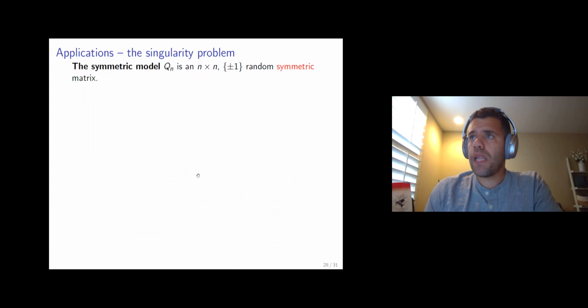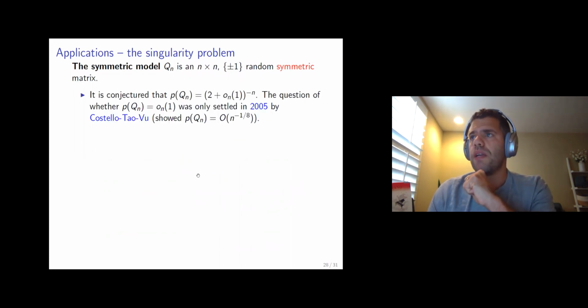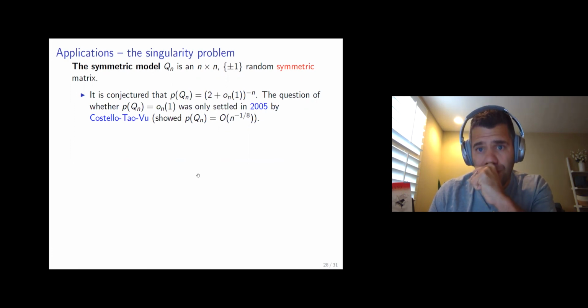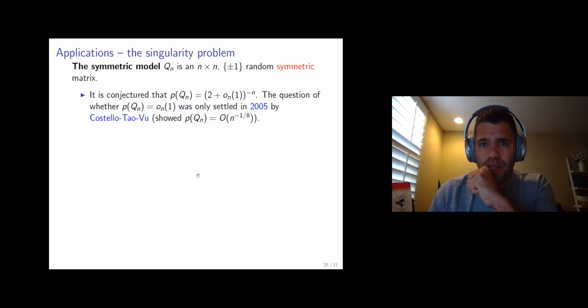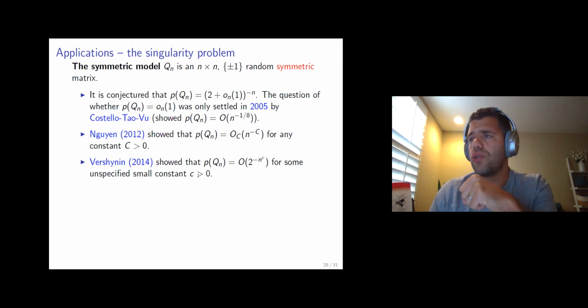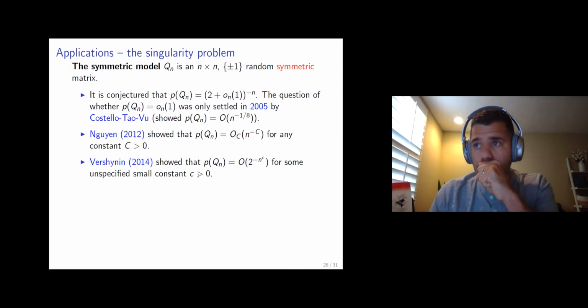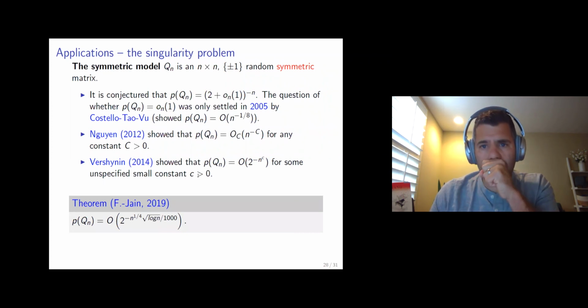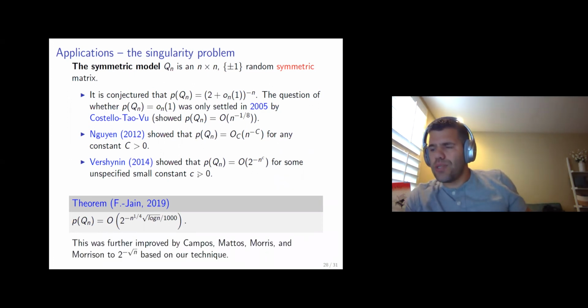For the symmetric model, imagine that you take n by n plus-minus 1 symmetric matrices. It was also conjectured that the answer should be 2 to the minus n. But even to show that the probability is o(1) was quite hard. It was settled in 2005 by Costello, Tao, and Vu, who showed that the probability is upper bounded by n to the minus 1/8. Then Ferber and Jain, sorry, Nguyen showed that the probability is n to the minus omega(1), smaller than any polynomial. Roman Vershynin showed in 2014 that the probability is of exponential type with some unspecified small constant. And using this kind of counting argument together with Vishesh Jain, we showed that the probability is 2 to the minus n to the 1/4. Later this was improved by Campos, Matos, Morris, and Morrison to 2 to the minus square root of n, based on our technique.